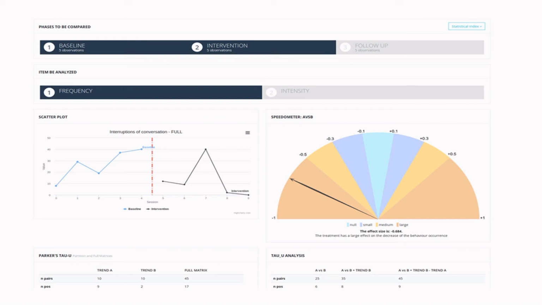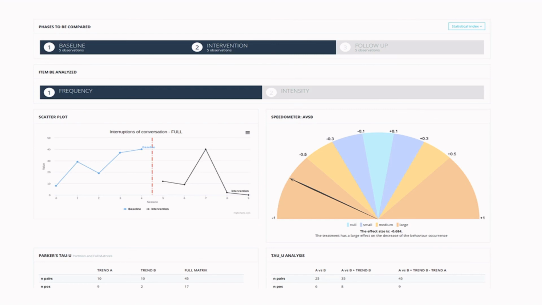On the right, you can see a speedometer. In the speedometer, you can distinguish different colors and you can see an arrow. The colors represent the strength of the effect of the treatment. The orange color is associated with a large effect. The yellow is associated with a medium effect. Lilac is associated with a small effect, and in light blue you find the null effect. Here you have the arrow that indicates where the effect size of your treatment is.